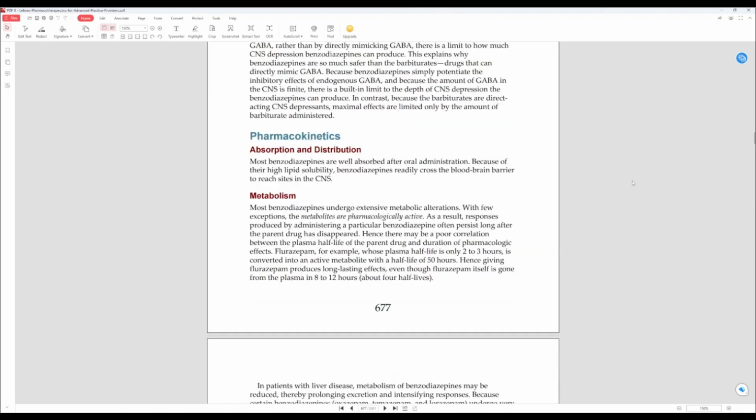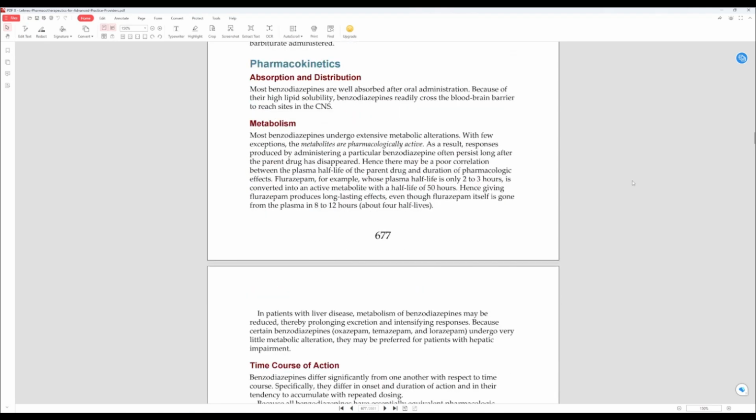So, it's pharmacokinetics. Its absorption and distribution. Most benzodiazepines are well absorbed after oral administration. Because of their high lipid solubility, benzodiazepines readily cross the blood-brain barrier to reach the site in the CNS. Its metabolism. Most benzodiazepines undergo extensive metabolic alterations. With few exceptions, the metabolites are pharmacologically active. As a result, responses produced by administering a particular benzodiazepine often persist long after the parent drug has disappeared.